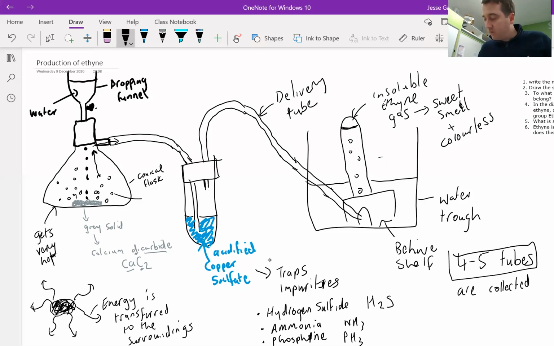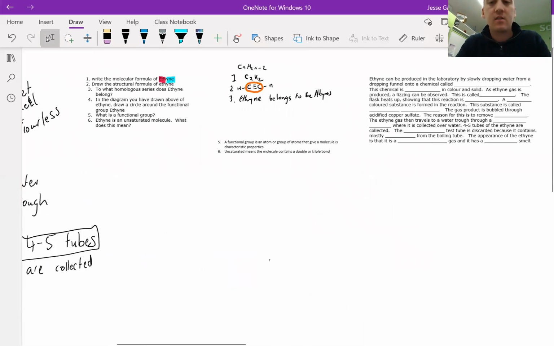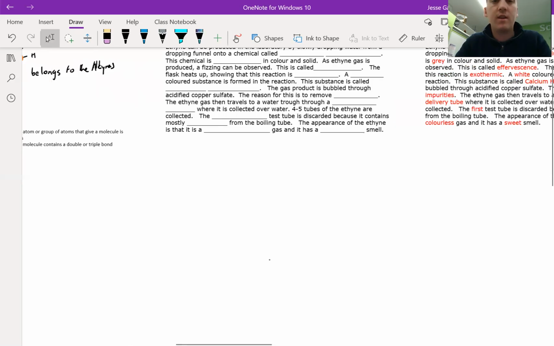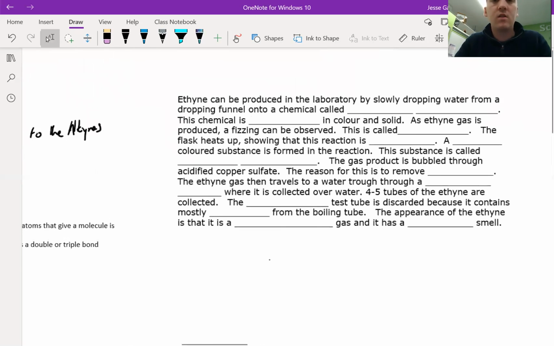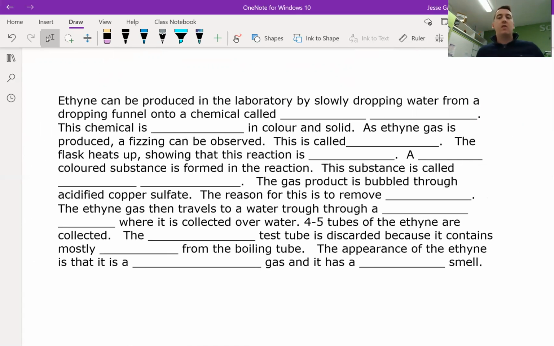I'm pretty sure that we have done enough detail there for you guys to be able to answer the next task. So what I'm going to do is get you guys now at this stage to pause the video, and I want you to write out this paragraph and fill in all of the key words. So pause the video and do that now, please.